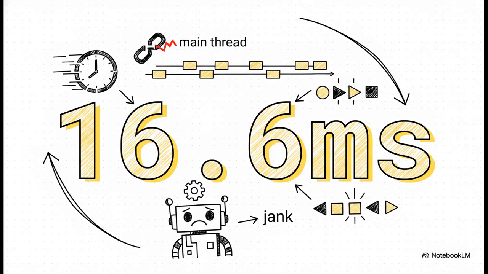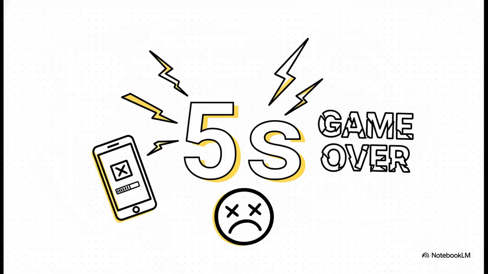Now, get this. Here's the crazy deadline that Chef is working under. To give you that buttery, smooth 60 frames per second experience that users expect, the main thread has just 16.6 milliseconds to do all of that work for a single frame. If it takes even a fraction of a second longer, boom, a frame gets dropped. You get jank.